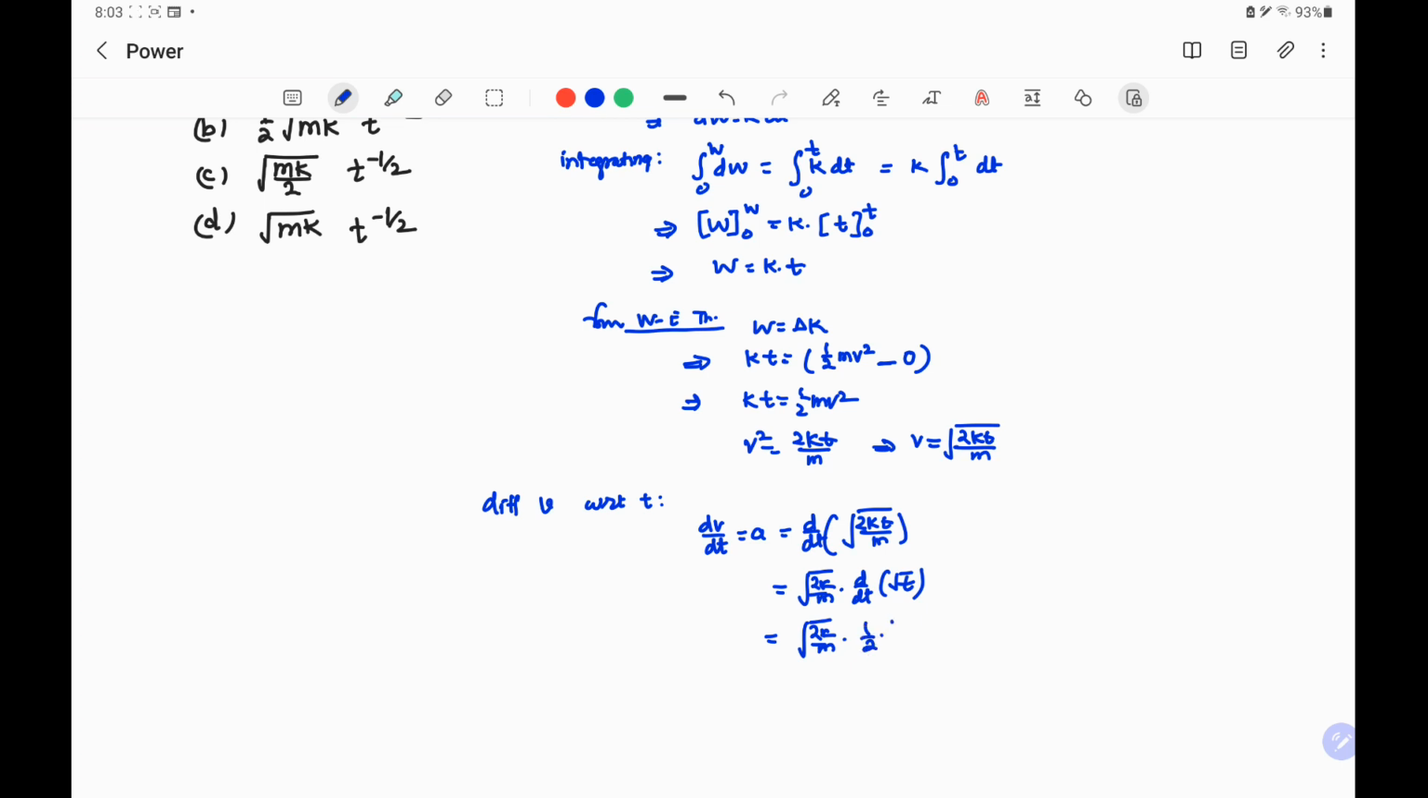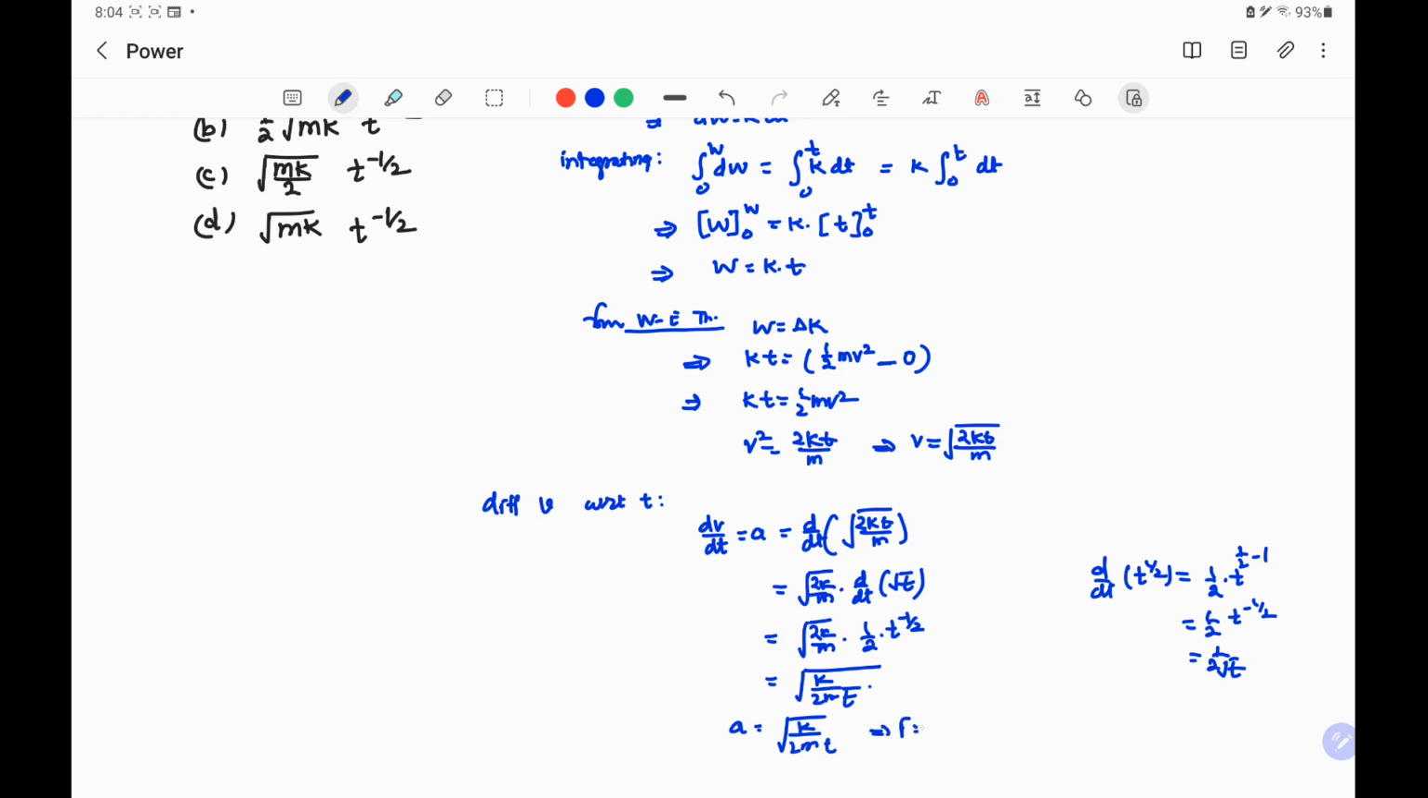Differential of root t will be 1 by 2 into t raised to power minus 1 by 2, because this is the differential of t raised to the power 1 by 2, so it will be equal to the power then t and then 1 by 2 minus 1, so it will be equal to 1 by 2 t raised to power minus 1 by 2, or 1 by 2 root t. So we can write it is square root of k by 2m. This root 2 gets cancelled by 2 and t. So acceleration is root k by 2m into t.